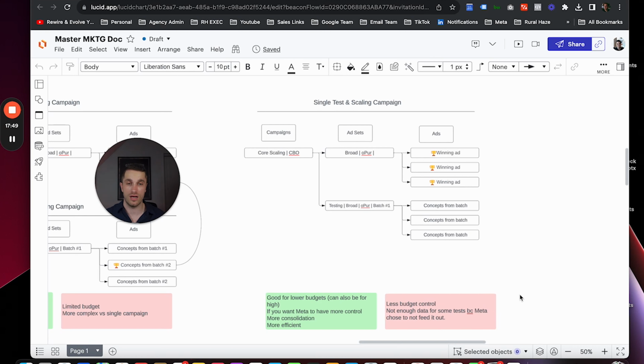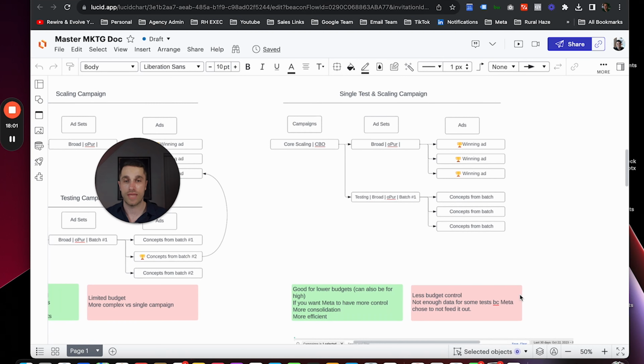And then another con is often what happens is you'll find that Meta doesn't even serve out certain ads that you have made, but that's kind of where you have to buy into that theory. And there is some validation with that theory. So that is how we structure it.